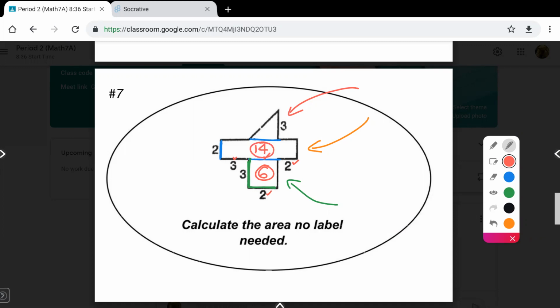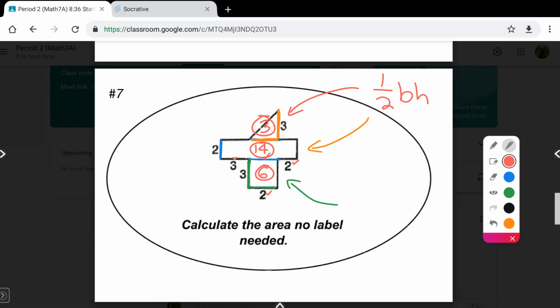Last but not least, I got a triangle. Now remember, the triangle's area is found by taking half of the base times the height. So now the base of the triangle that I see right here is 2. Half of 2 is 1, multiplied by the height, which is 3, and 1 times 3 gives us 3 for this guy.